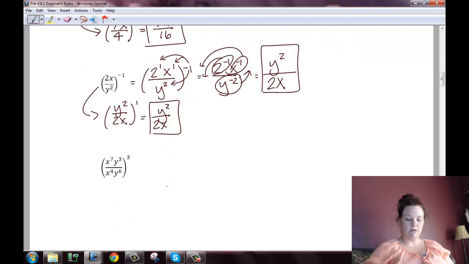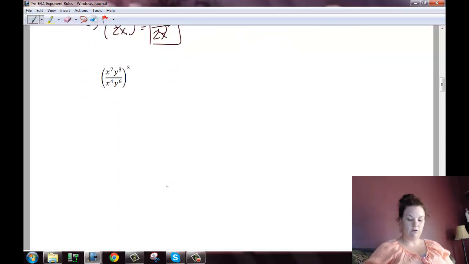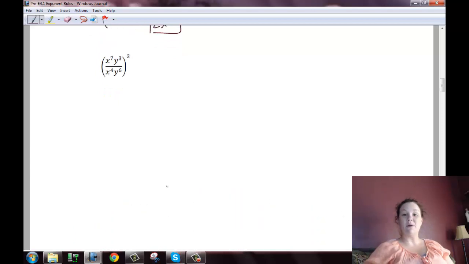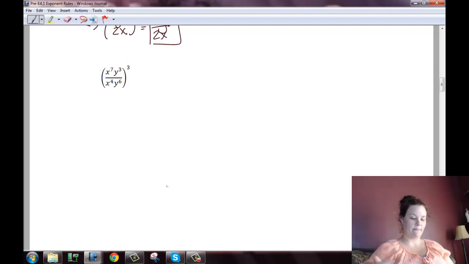Okay. Let me look at a couple more. Let's say a couple more. Maybe no, just one more. Let me look at one more. Alright, so on this one, again, same thing. I can distribute this 3, and now notice it doesn't have a negative, so there's no flipping here. But I do want to point out, I have x's on top and bottom, and I have y's on top and bottom. So what I'm going to do is I'm going to simplify the inside first.